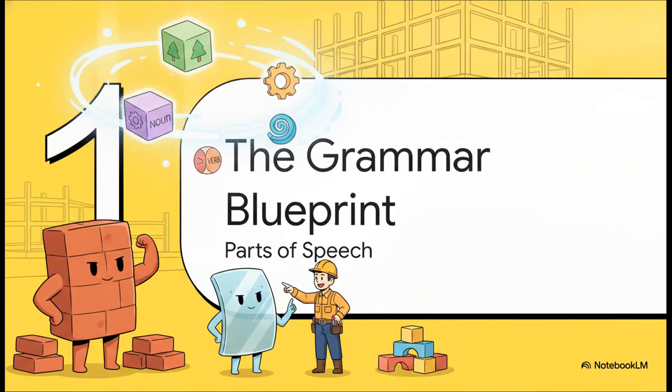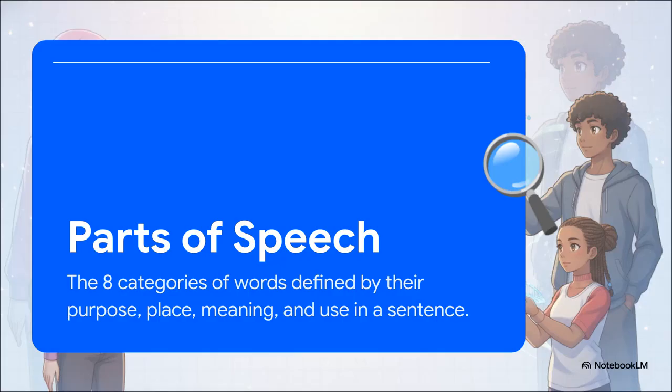Section 1. The grammar blueprint. Okay, before you can build anything properly, you absolutely must understand the raw materials you're working with. I mean, you wouldn't use glass to build a load-bearing wall, right? Well, in English grammar, our materials are called the parts of speech. There are 8 distinct categories of words here. Every single word you speak or write falls into one of these buckets, and is defined entirely by its specific purpose, job, and meaning within a sentence. These 8 categories dictate exactly how words function to create flawless daily communication.